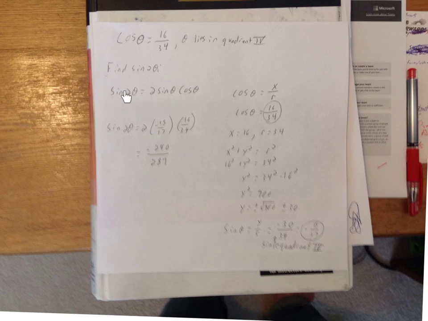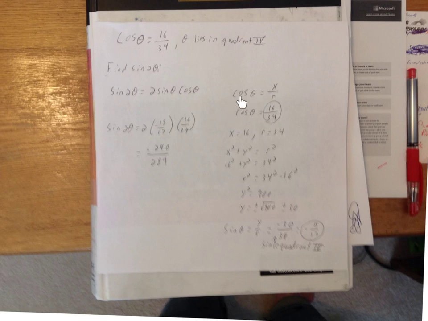First of all, we have to recognize the double angle identity. Sine of 2 theta equals 2 sine of theta cosine of theta. We're given cosine of theta, so we can plug that right in. The only thing we're lacking in this problem is the sine of theta. So I come over here and find it and plug it in, and have the answer here.